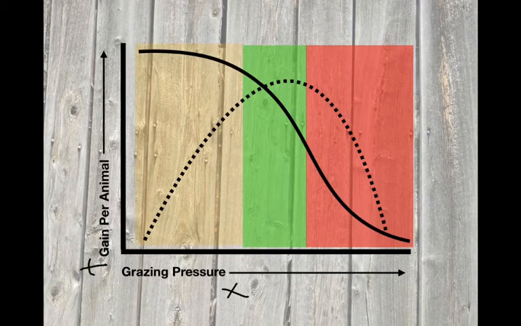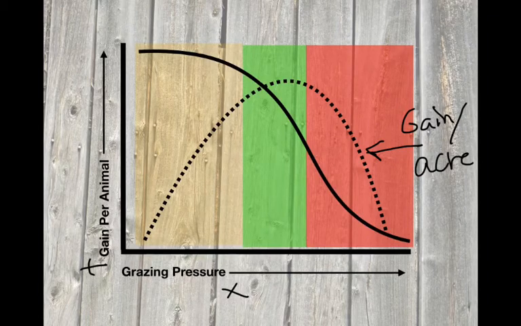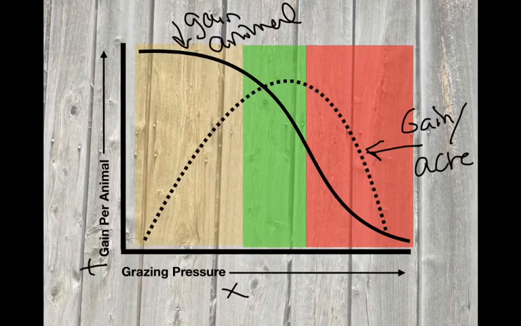There are two ways to look at this. The first is the dotted line, which is the gain per land area, like gain per acre. How many pounds of lamb are we raising per acre of forage production? The solid line is the gain per animal. That is an individual steer's performance, an individual lamb's rate of gain. So there are two different ways to look at it.